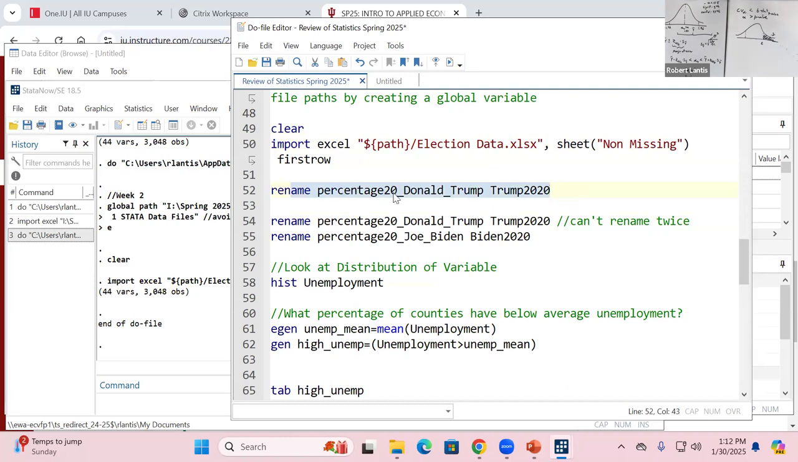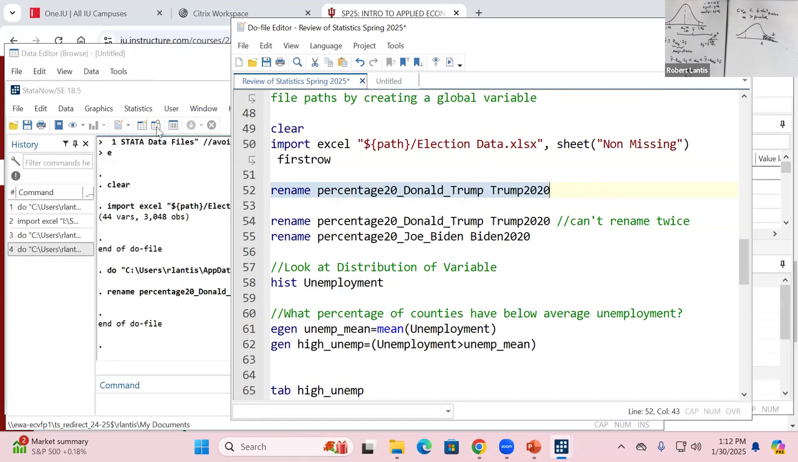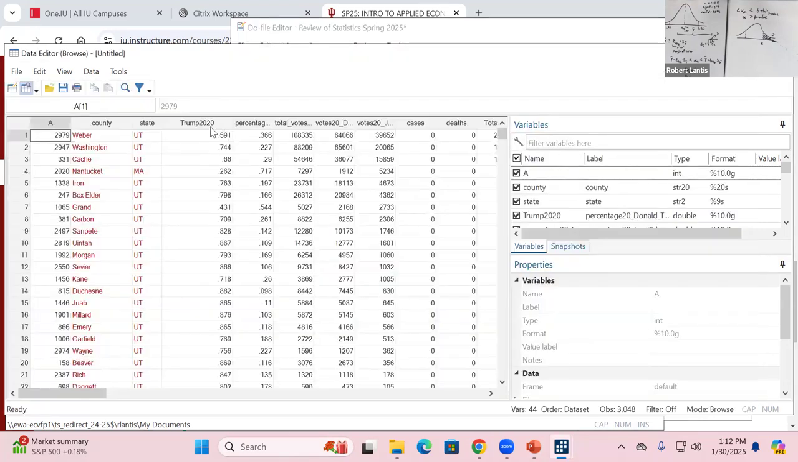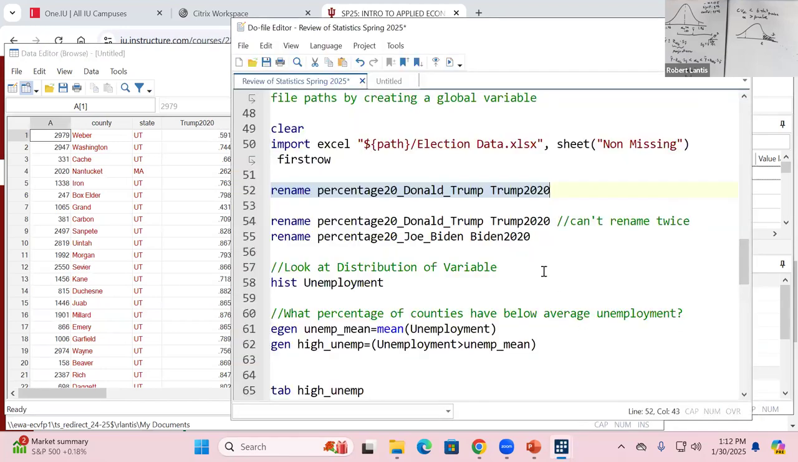So instead of percentage 20, which was 2020 Donald Trump, I'm just going to name this Trump 2020, right? What that'll do when I run that code is it just renames that variable to something a little bit nicer. You don't have to do this, right? It just makes your life easier. So I'm going to rename these as well.